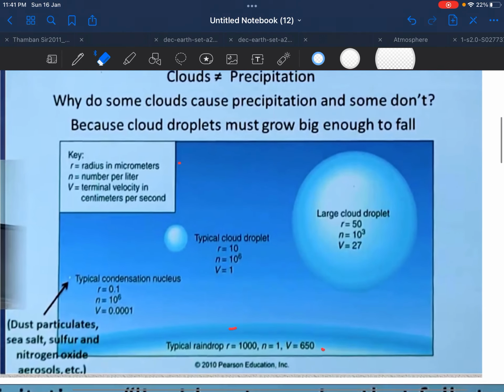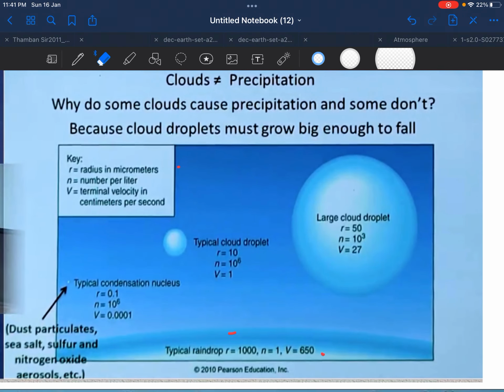This collision coalescence process. Before starting anything else, I have a question. Why do some clouds cause precipitation and some don't? Right now in Goa, we have cloud, right? In South India, we have clouds. Patchy clouds are there, but there is no precipitation. Why? The reason is the droplets over there are very tiny. They are not big enough to fall.